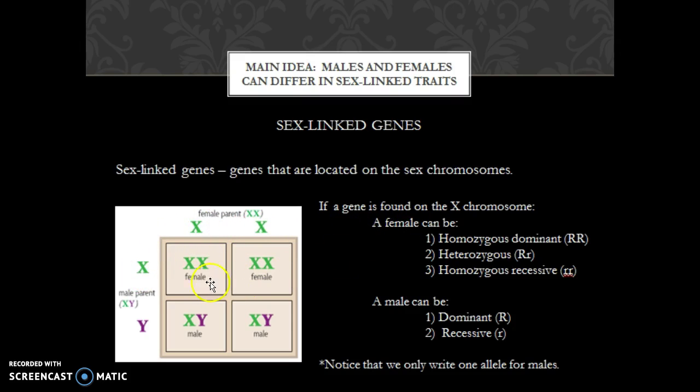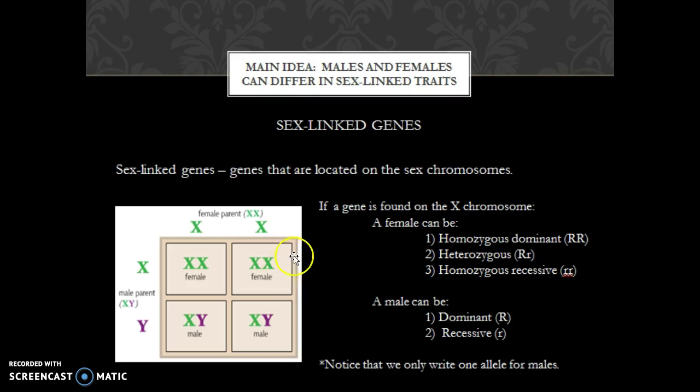A female who has 2 copies of that X chromosome could be homozygous dominant, big R, big R. So on this X chromosome, maybe there's a copy of a big R, and on this one, big R as well. That female could also be heterozygous, big R, little r. So maybe the big R is on this one, the little r is on this one. Or she could be homozygous recessive, little r, little r. So maybe on this one, maybe it's little r, maybe this one it's also little r. Females will have 2 copies of that gene because they have 2 copies of the X chromosome.